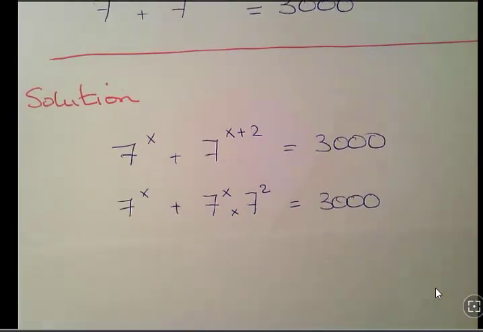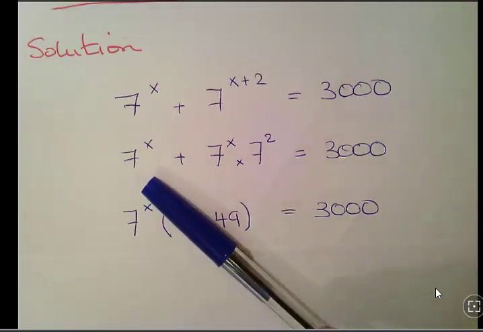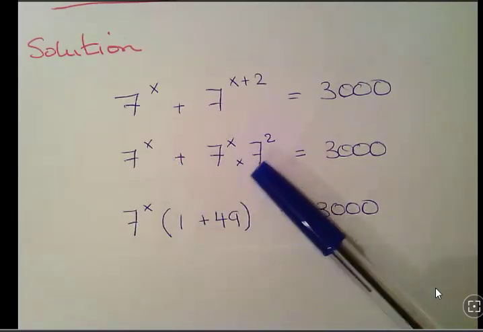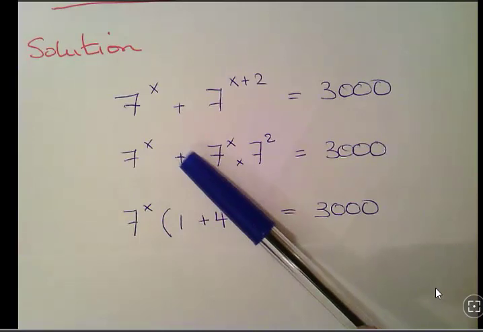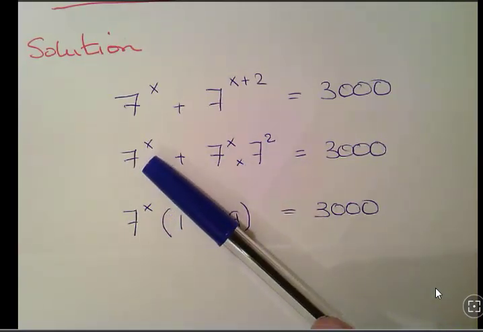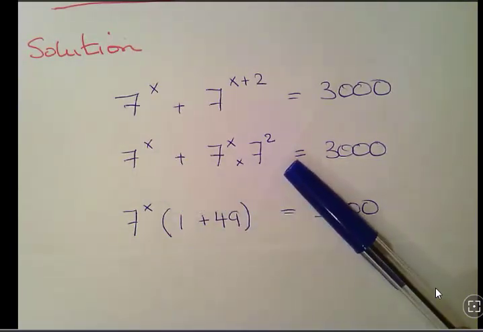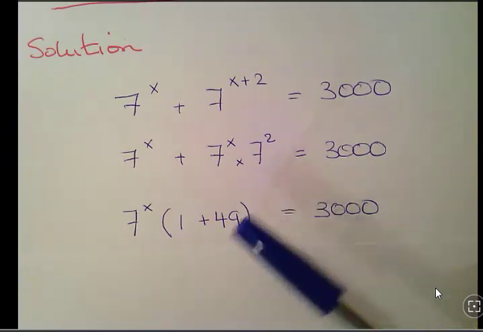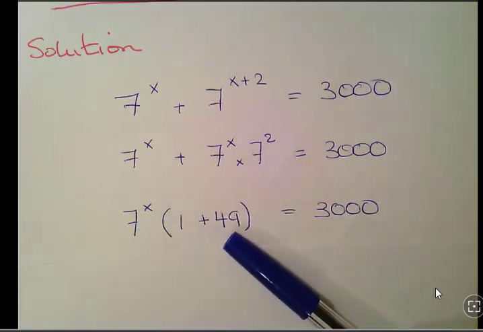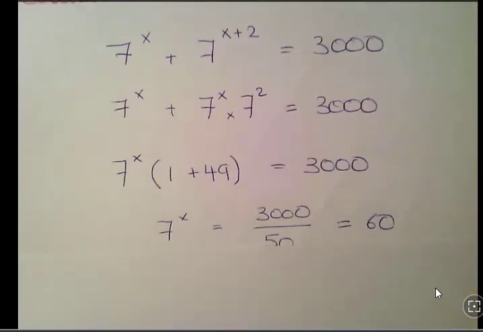Here we remark that this is 1 times 7 to the power of x, whereas 7 squared is 49. So we can rewrite this expression as 1 times 7 to the x plus 7 to the x times 7 squared, which is 49. So we can re-express the whole thing as 7 to the x times (1 plus 49), which is 50, and that is equal to 3000.